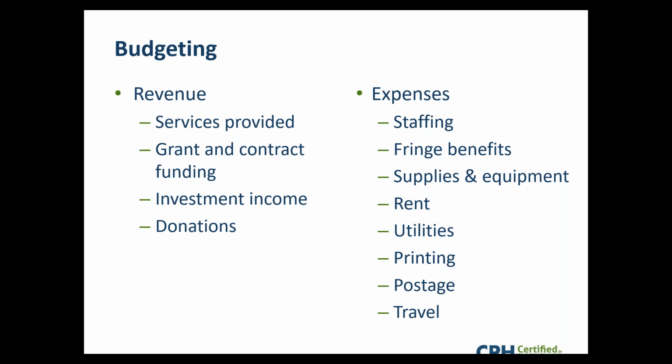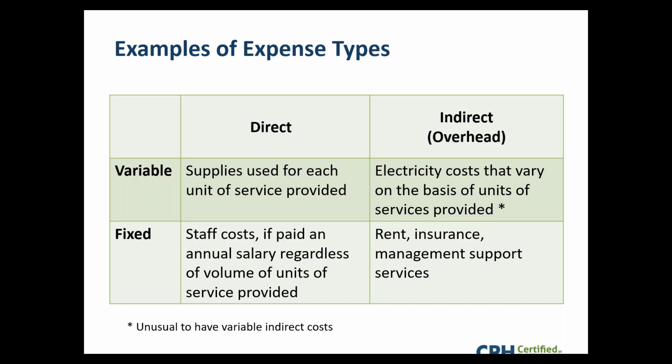Now, expenses, on the other hand, is the opposite, money going out. And the things you spend money on in public health include staffing, fringe benefits, supplies and equipment, rent, utilities, and little things like printing, postage, or maybe travel around the community or to conferences, those sorts of things. When you're looking at expenses, you can actually divide examples of expense types into several types. There are two continuums here, direct and indirect, and variable and fixed. So there are really, in this chart, 4 types of expenses that you should know.